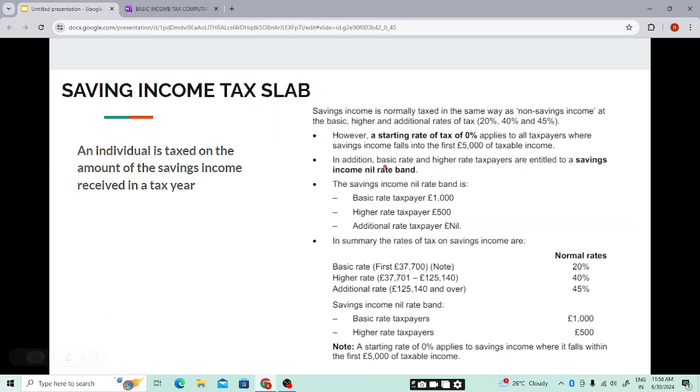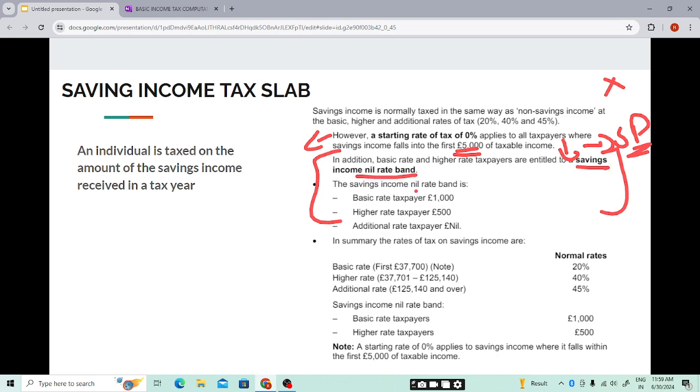So we will be revising this concept again. What does this say? First you will be seeing whether the starting rate tax of the 5,000 rule will apply or not, the special rule for the saving income. If it is not applying, then you will be moving further to the nil rate bands, saving income nil rate bands. Nil rate band means on this amount zero tax will be paid. So a person who is a basic rate taxpayer will be getting a saving income nil rate band of £1,000. A higher rate taxpayer will be getting a nil rate band of £500.